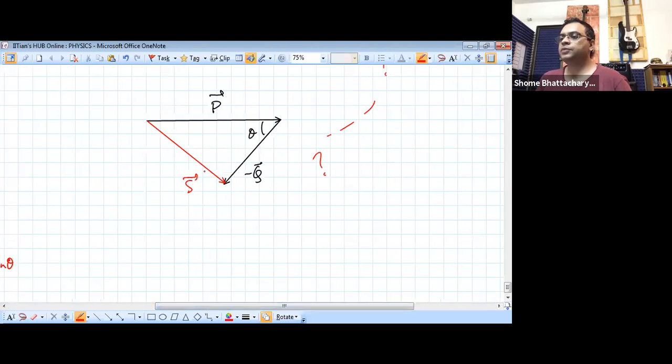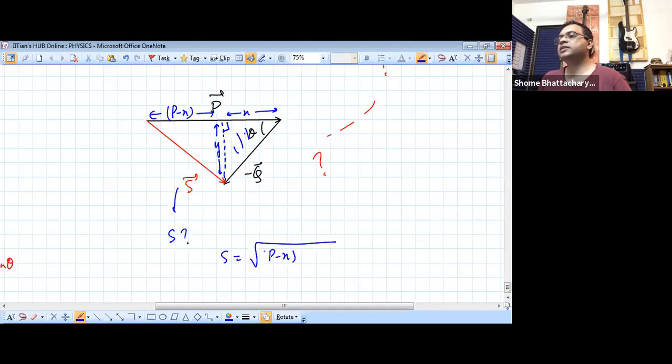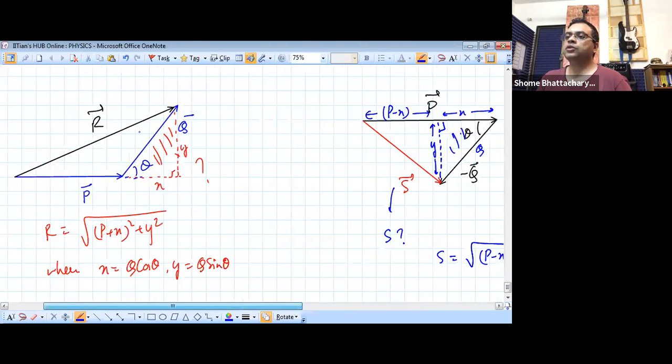We will drop the perpendicular here, and in this triangle, we'll first see this side is x, this side is y. So now this side becomes p minus x. What is our unknown quantity here? The magnitude of s. The magnitude of s is becoming how much? (P minus x) whole square plus y square. Where again, what is x? It is q cos theta, and what is y? It is q sin theta. So again, in this triangle the hypotenuse magnitude is q only, just like in this triangle the hypotenuse magnitude is q.